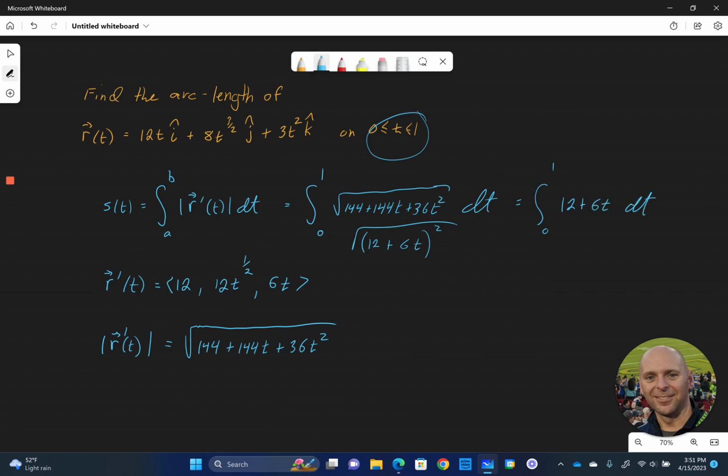And obviously that's not a very challenging antiderivative. And go ahead and evaluate from 0 to 1. At the top end, it turns into 12 plus 3, which is equal to 15, and at 0, it's 0. So in this case, the arc length is just given as 15.